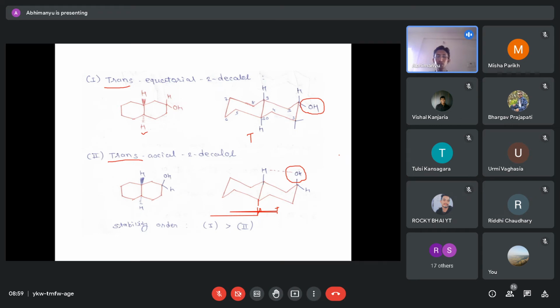Again, I repeat the same story. By conformational analysis, it is a simple topic. But what is the requirement to convert this topic into a simple topic? You have to remember the structure.